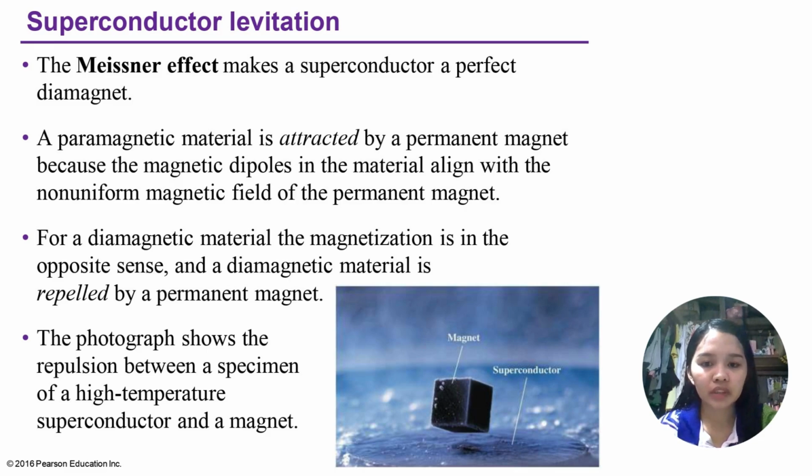One of the most striking properties of superconductors is the Meissner effect. If we place a superconducting material in a magnetic field and then cool it below its critical temperature, the superconductor expels all the magnetic flux from its interior. This expulsion is called the Meissner effect, and it demonstrates that a superconductor is not just a perfect conductor, it's also a perfect diamagnet.